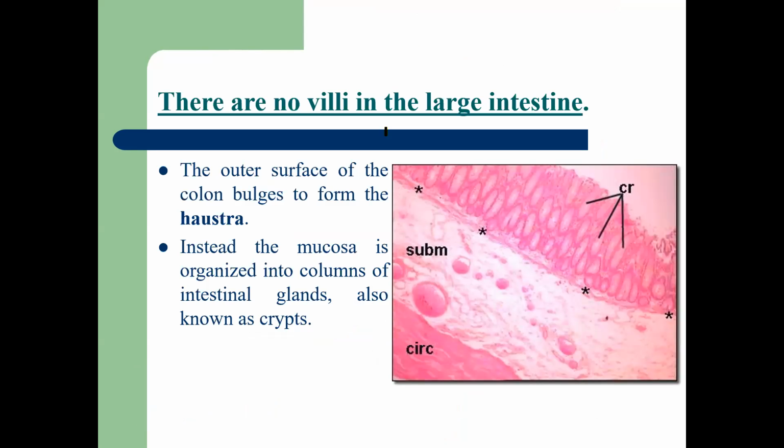You don't have villi in the large intestine. Instead, the mucosa is organized into these beautiful columns, and these columns are called intestinal crypts. Intestinal crypts, that's what CR stands for there. You have lymph nodes, vessels, things like that. Here's your muscularis mucosa right here. Here's your crypts.